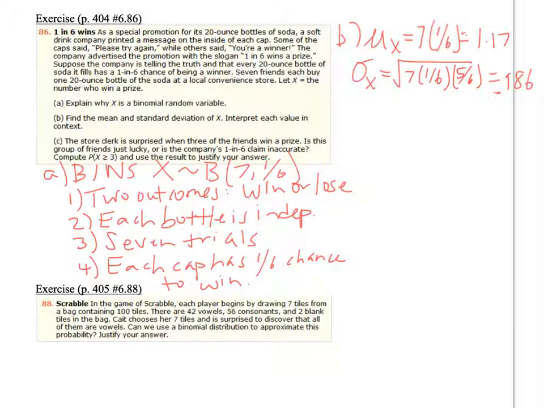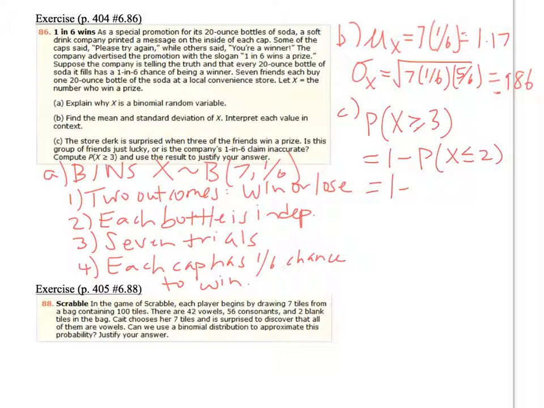Now part C. The store clerk is surprised when 3 of those friends win a prize. Is this group of friends just lucky, or do we somehow have evidence that the 1 in 6 claim is inaccurate? Let's figure out this calculation. What is the chance of seeing 3 or more people win a prize on this 20-ounce bottle? 3 or more, phrased in terms of a complement, is 2 or fewer.